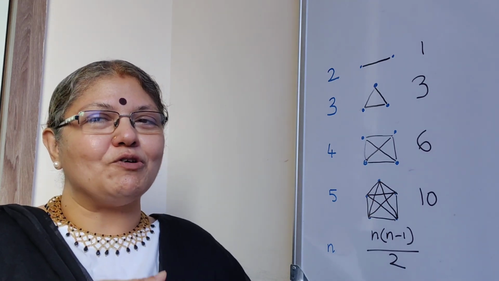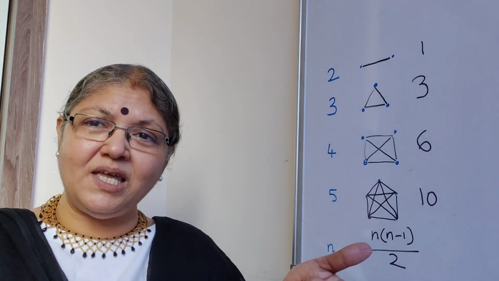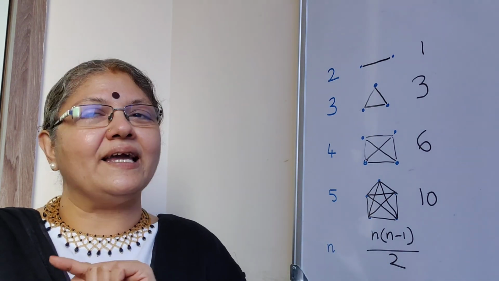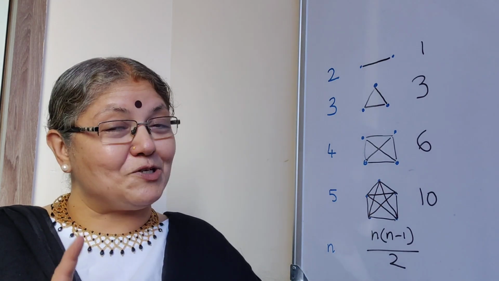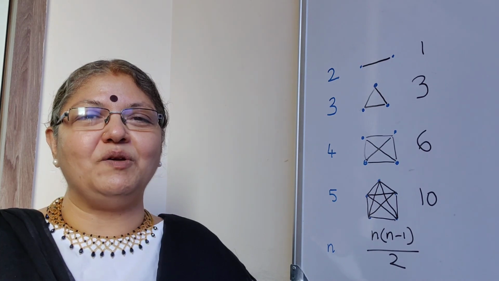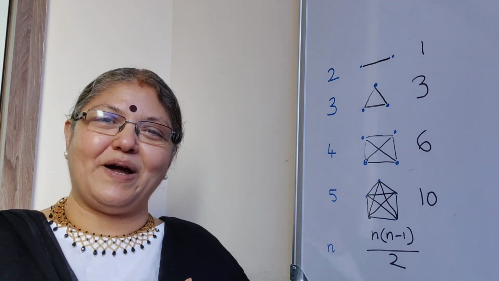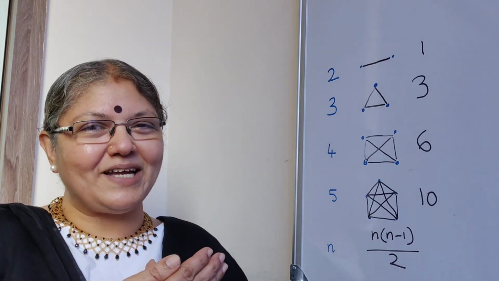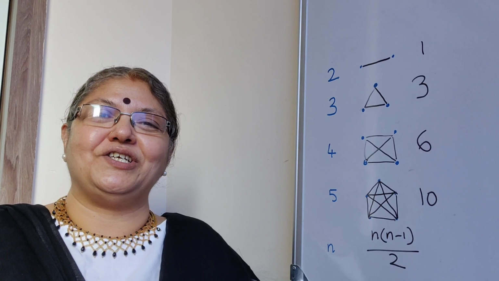Why do we divide by 2? Because we do not have to duplicate it. If A has shaken the hand with B, B shaking the hand with A again need not be counted. So n into n minus 1 by 2. And to come back to our question, if there were 10 people, how many handshakes were possible with each one of them? It is 10 into 9 divided by 2. So 10 into 9 is 90. 90 divided by 2 is 45 handshakes.